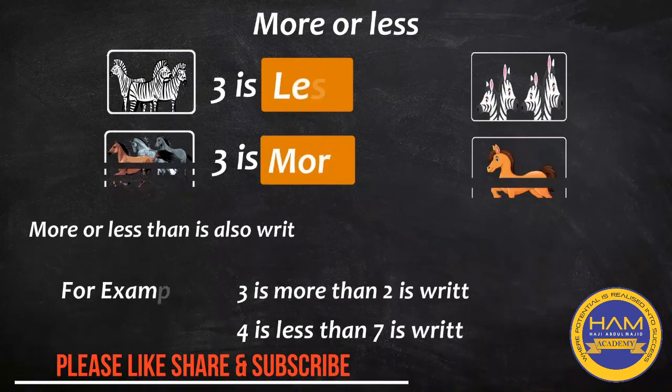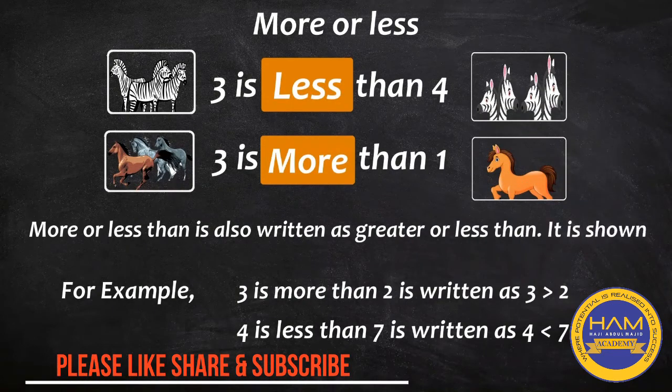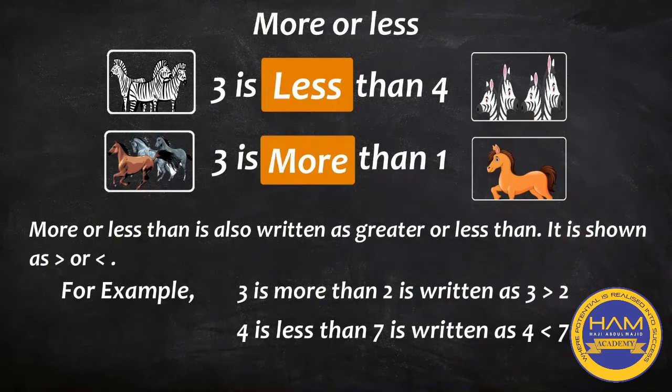Now moving on to another topic, more or less. 3 is less than 4. 3 is more than 1. More or less than is also written as greater or less than. It is shown as the greater than or less than symbol. For example, 3 is more than 2 is written as 3 is greater than 2. 4 is less than 7 is written as 4 is less than 7.